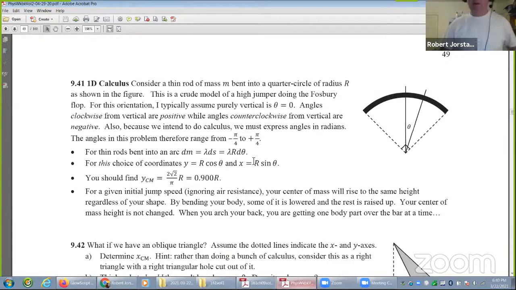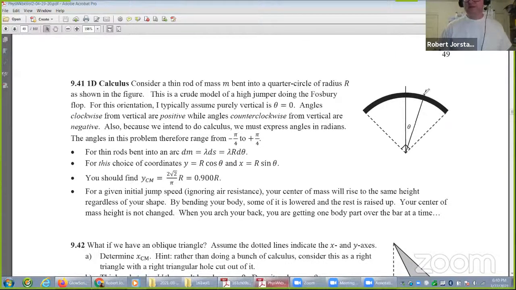We haven't talked much about arcs, but if you want to do an arc, dm is just lambda times ds, and ds would be a small amount of, let me just show you here. Okay, so let's say we take a small piece of this. That length right there is ds. Now notice, I can't really draw this very well, but there's a small angle inside of there, and then there's the big angle outside.